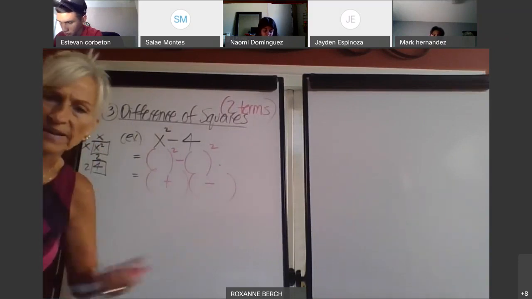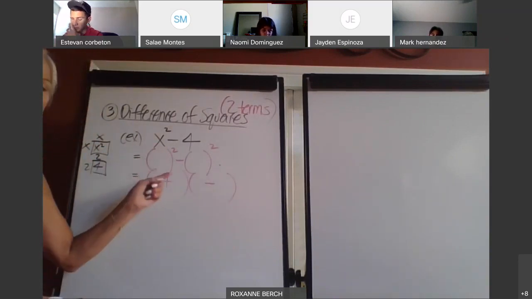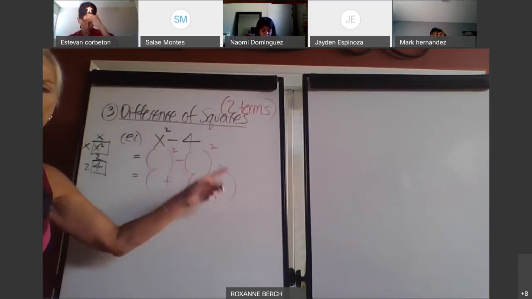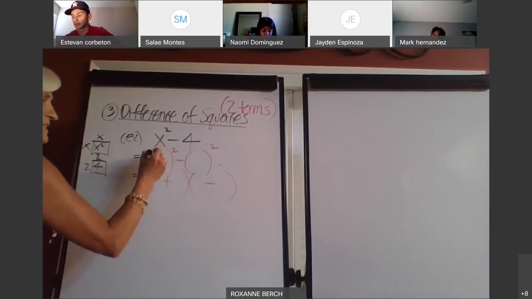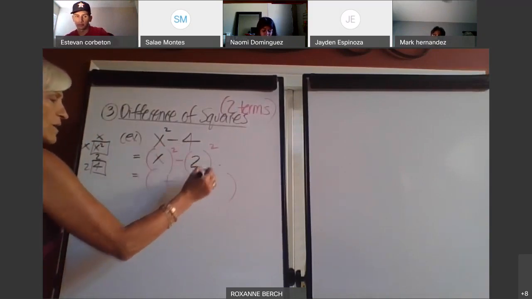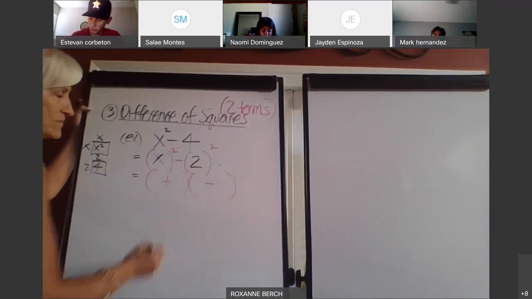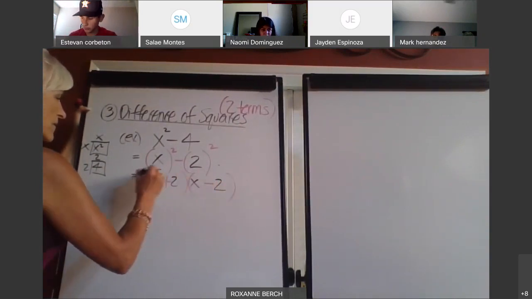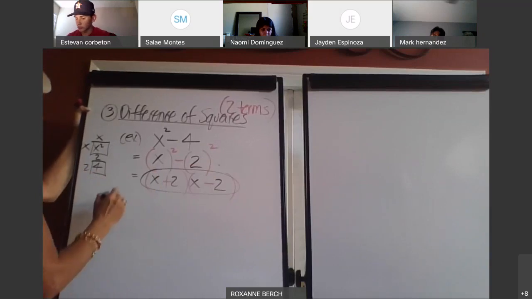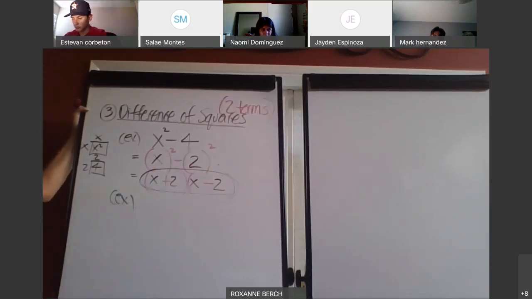So I don't care what problem it is. If it's the difference of squares, you're always going to do this. All right, here we go. So this is a square, and 2 squared is 4. So guess what the answer is? Pretty easy.